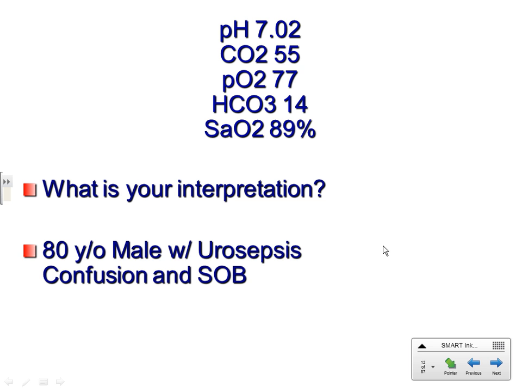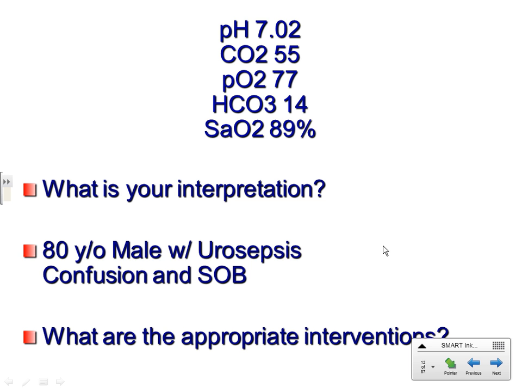So this patient has urosepsis, confusion, and shortness of breath. So the urosepsis, which is probably going to turn into septic shock very soon, is contributing to that metabolic acidosis that the patient's experiencing. The shortness of breath is probably related to some sort of respiratory issue that's causing him to retain CO2 and adding a respiratory component. So we got urosepsis, confusion, and shortness of breath. What are we going to do for him?